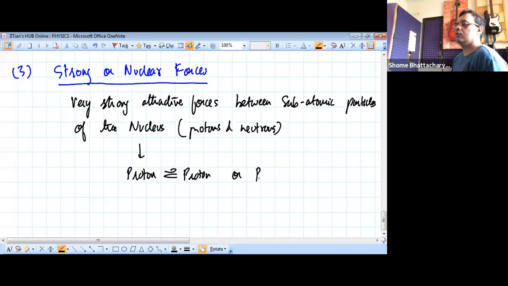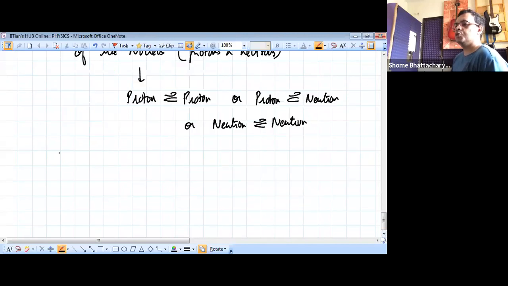or proton-neutron or neutron-neutron. Now, one of the things which is known about nuclear forces is that they are very short range. That's why they are also called short range forces sometimes.